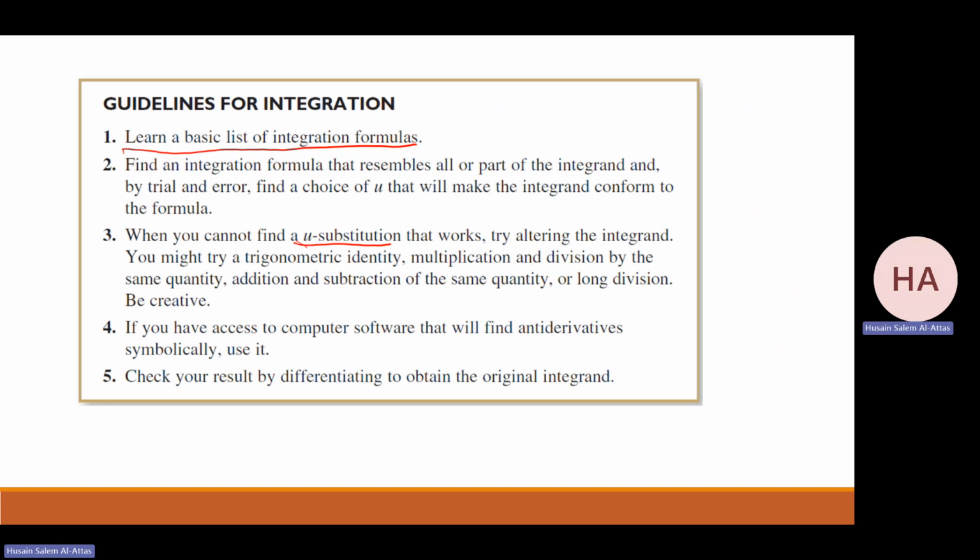Try alternating the integrand. You may try a trigonometric identity, multiplication, division by the same quantity, addition and subtraction of the same quantity, long division. These are the things. So the idea is you need to rewrite the integrand in a way, either by using substitution or rewriting it using identities, or you multiply by something and you divide by it, or you add something and subtract it, where the new integrand will be easy to calculate. And check the result. You can always check the result by differentiating. If you have computer software, that will also help.